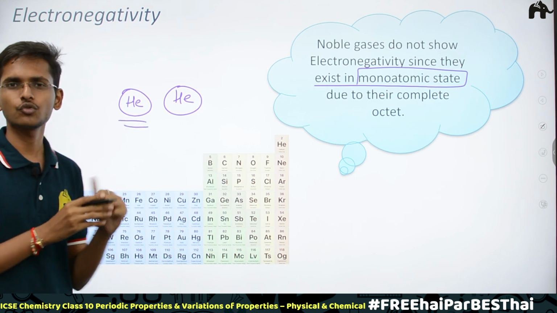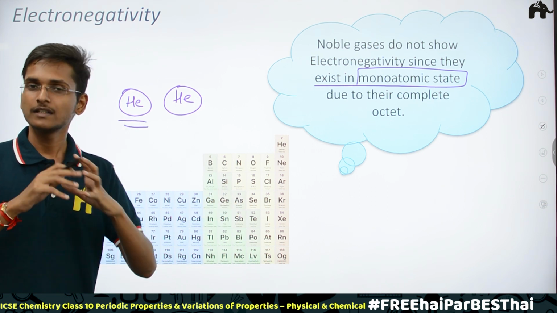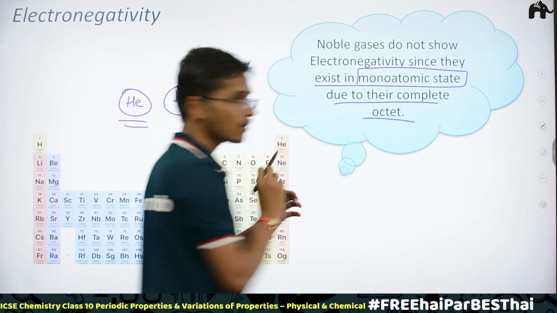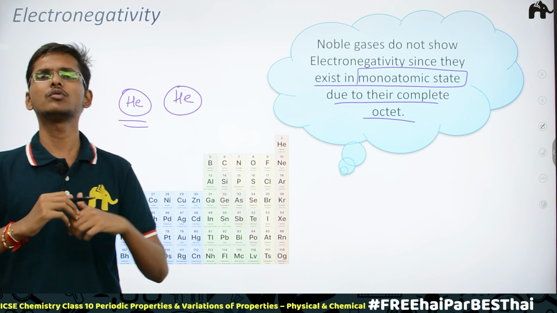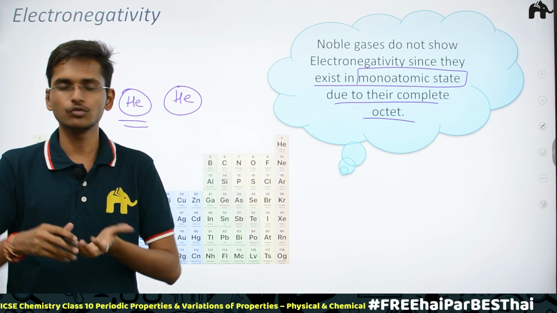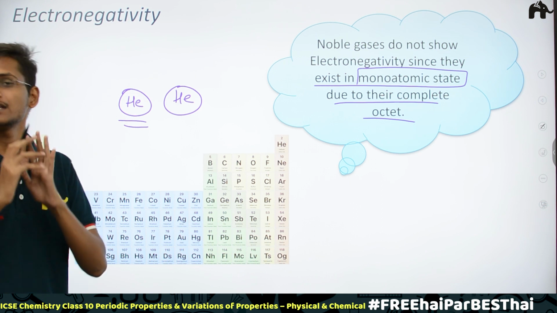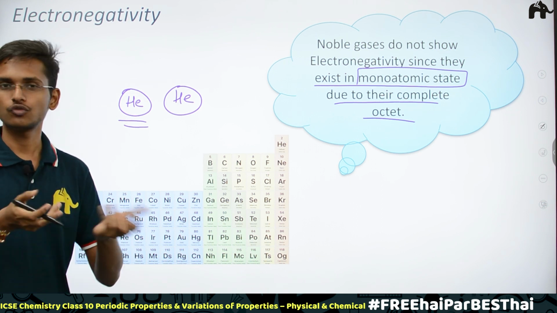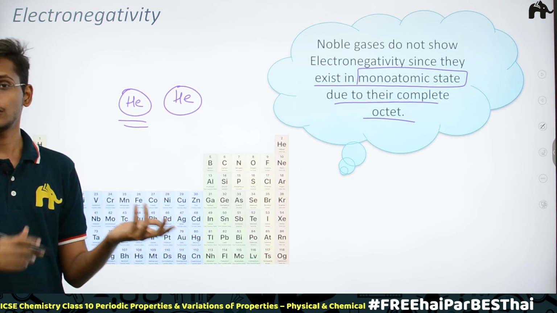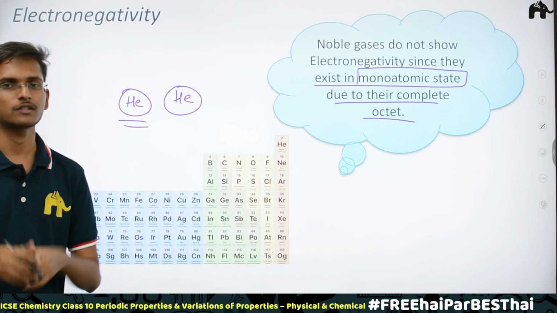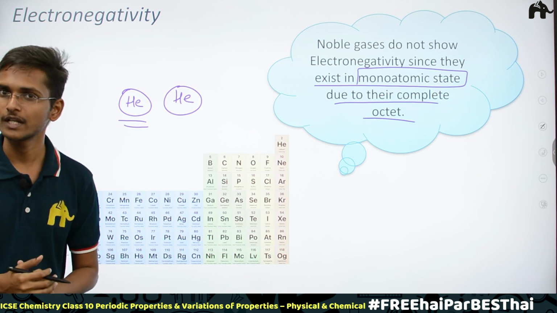Okay, now why are they existing in monoatomic state? This is also interesting to know. Very simple, we already know that these have stable electronic configurations, right? They have the complete octet, so they don't feel the need to either lose or gain electrons, and in this case they don't even feel the need to share electrons, right? So no sharing of electrons, no shared pair of electrons, so no question of attracting the shared pair of electrons. That's why they don't have electronegativity.